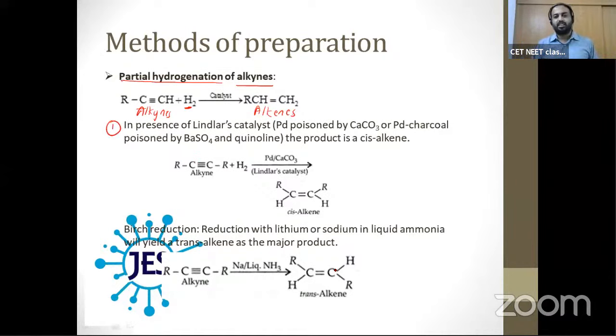you carry out this reaction. Okay, alkyne is made to react with hydrogen in presence of a specialized catalyst called Lindlar's catalyst.